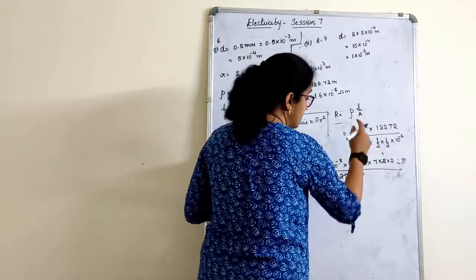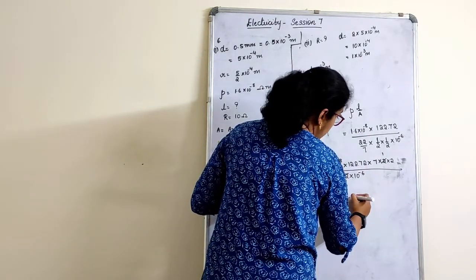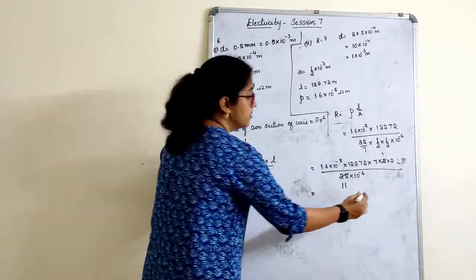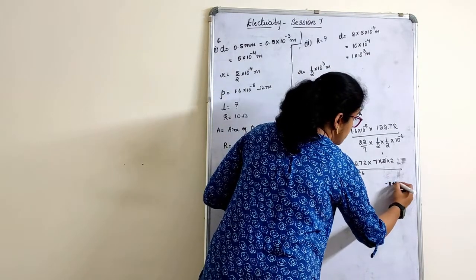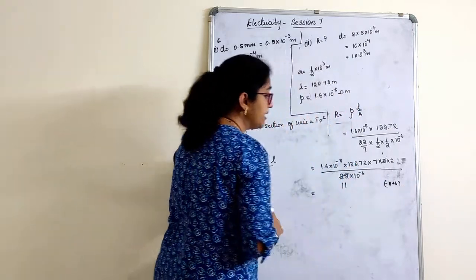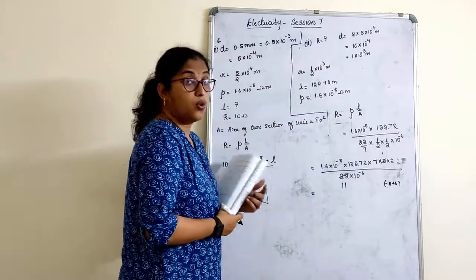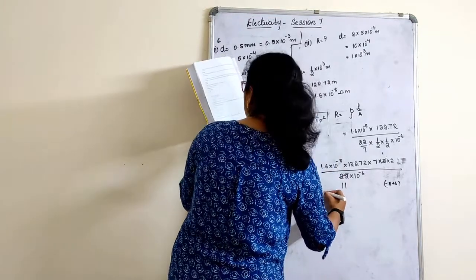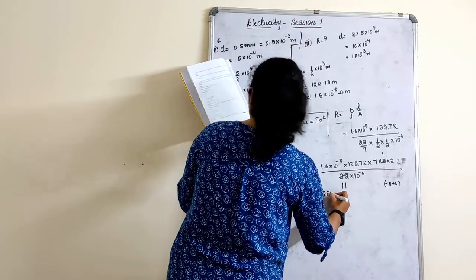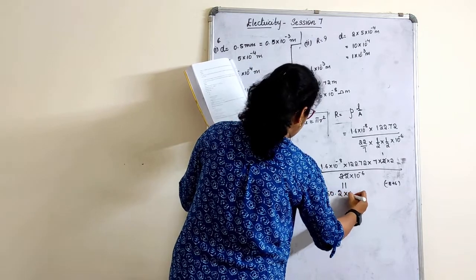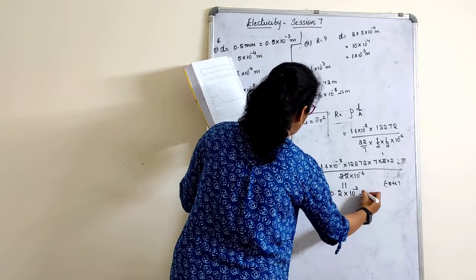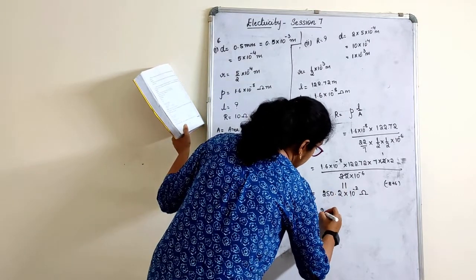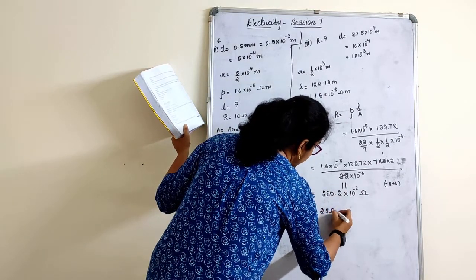10 raised to minus 8 and 10 raised to plus 6 will be 10 raised to minus 2. Minus 8 plus 6, when you get, you will get minus 2. With that value, the final answer will be here. See, we have 10 raised to minus 2 only. 250.2 into 10 raised to minus 2 ohms. So if I shift the decimal, it is 2.5 ohms.